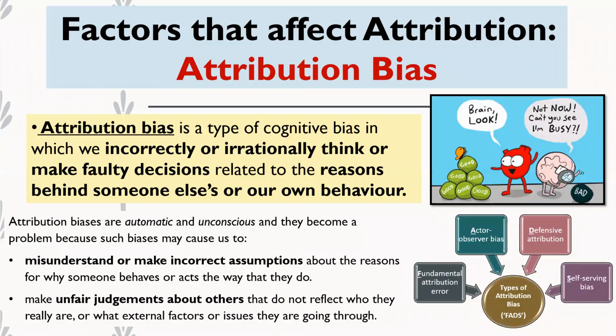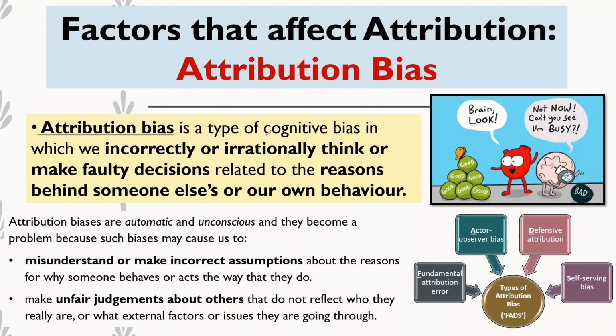Now we're going to look at some factors that affect attribution. Our attributions are not 100% accurate all the time. Just like we're biased in everything else, we are also biased in the way that we make attributions. A most common example of a bias is when we tend to focus on bad things and kind of ignore the good things.